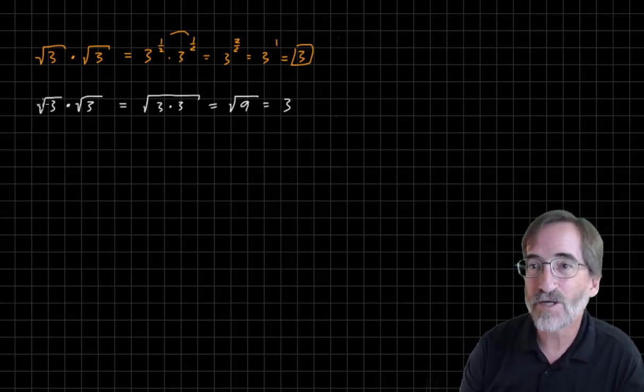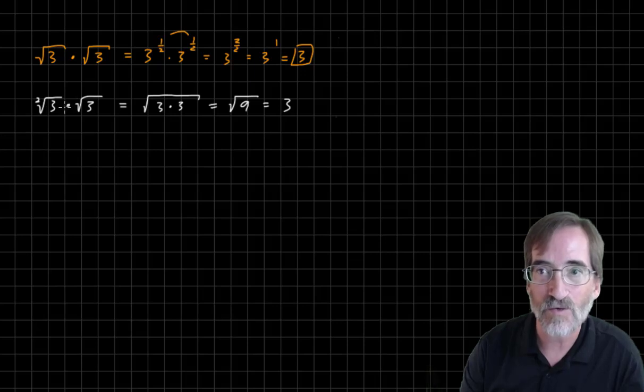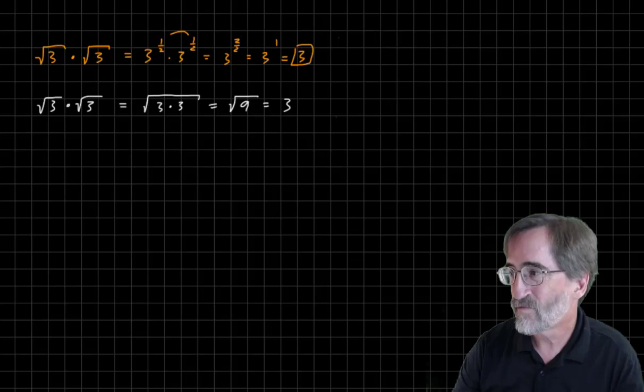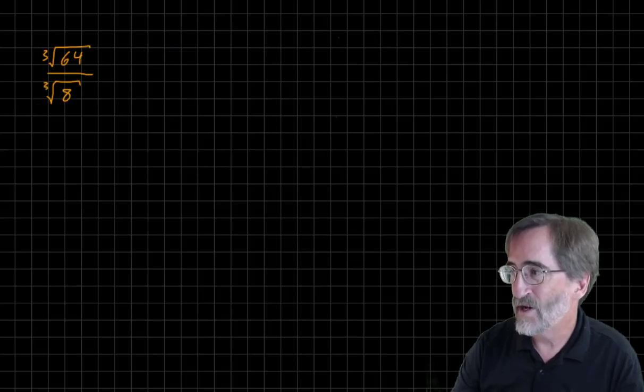Okay, but you got to make sure the index is the same. These are both index 2. We didn't write the index 2, but this is the square root. If the indexes don't match, you can't do that. All right. So next example.